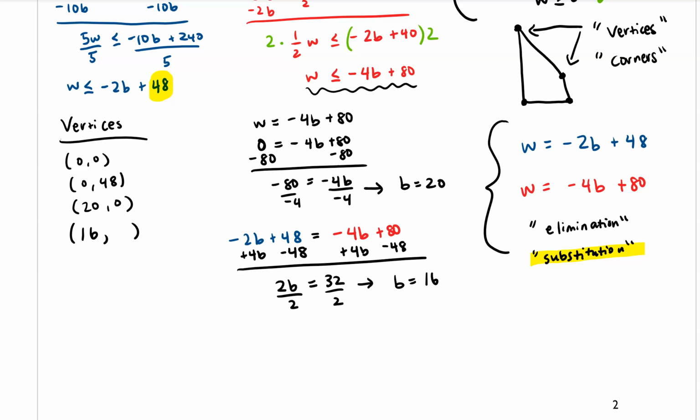So let's plug it in. Blue's my favorite color, so I'm just going to plug it into the blue equation. So we have W equals negative 2. Instead of B, I'm going to write 16 plus 48. And then if we simplify that, we get negative 32 plus 48, which also equals 16. So I'm going to go ahead and plop that into my last vertex here.